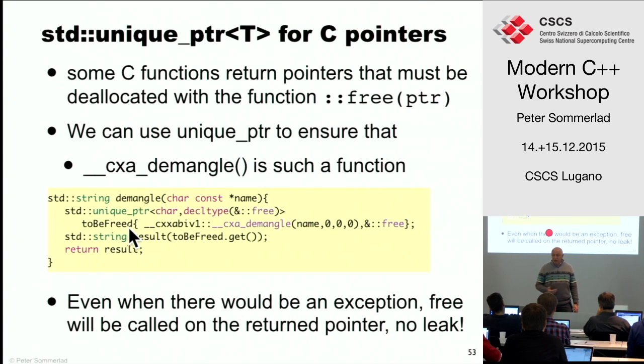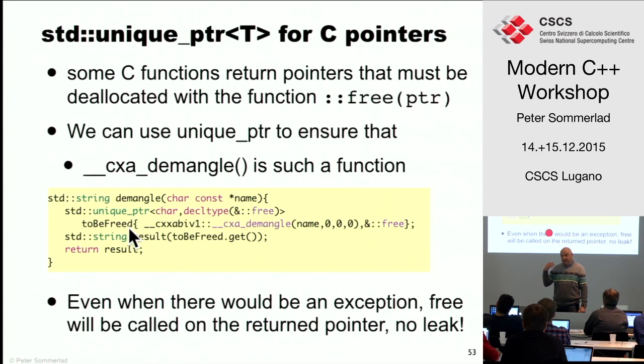The underlying principle is what is called RAII, resource acquisition is initialization. So we acquire the resource from cxa demangle and initialize the variable to-be-freed. The destruction of that variable releases the acquired resource, the memory pointed to by the pointer cxa demangle returns. That's the principle. Whenever you have some resources that need to be cleaned up, using something like unique pointer or RAII is the key to safe programming and keeping your memory in order.